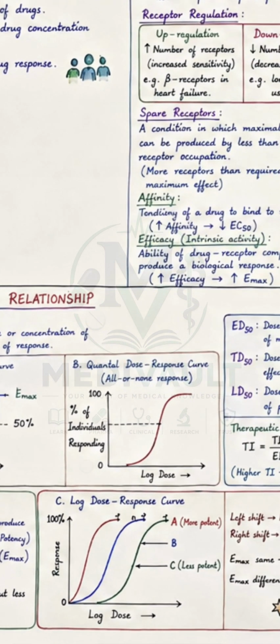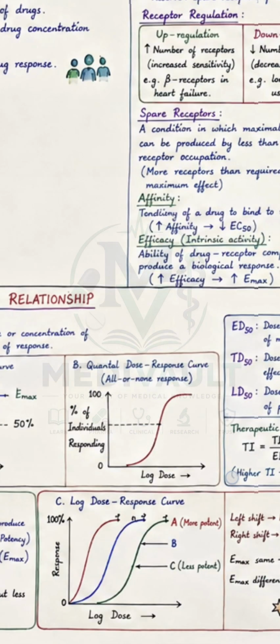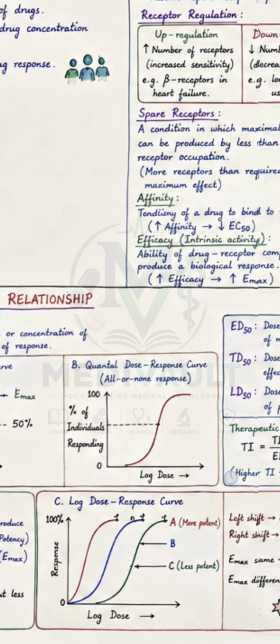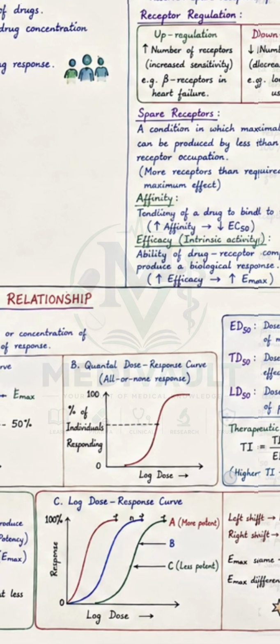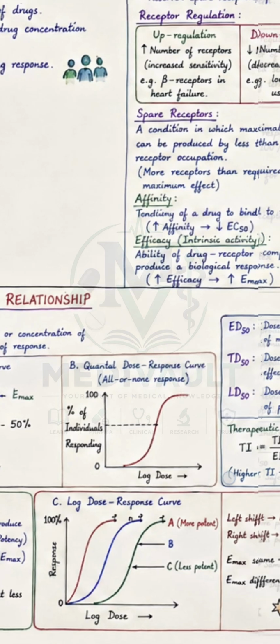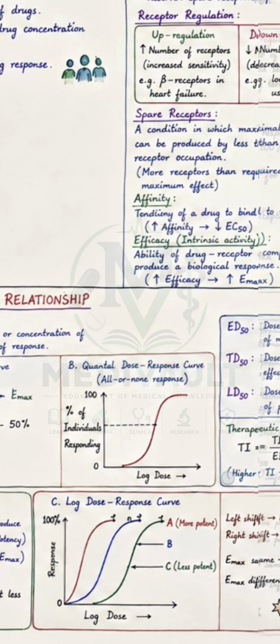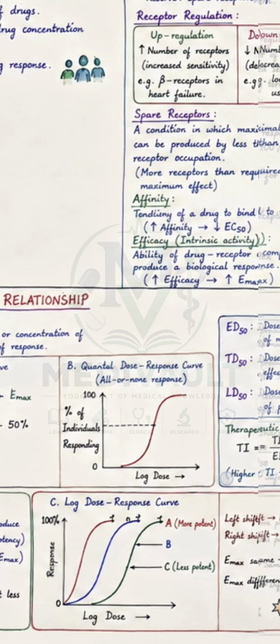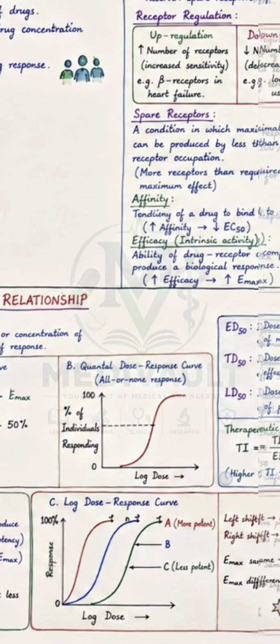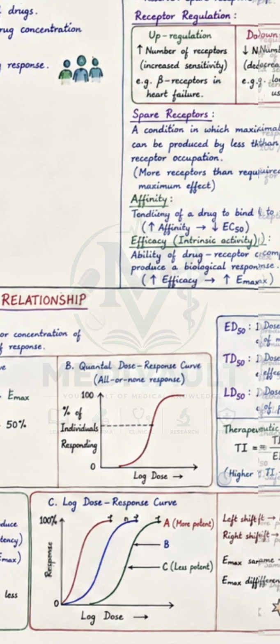The second is the quantal dose response, in which an all-or-none response is seen. We see the response on the whole population, not a single person. What is the response on that? There are some terms like ED50, TD50, and LD50. What is ED50? ED50 is the dose producing 50% of the maximum effect. When the dose is producing 50% of the maximum effect, it is known as ED50.